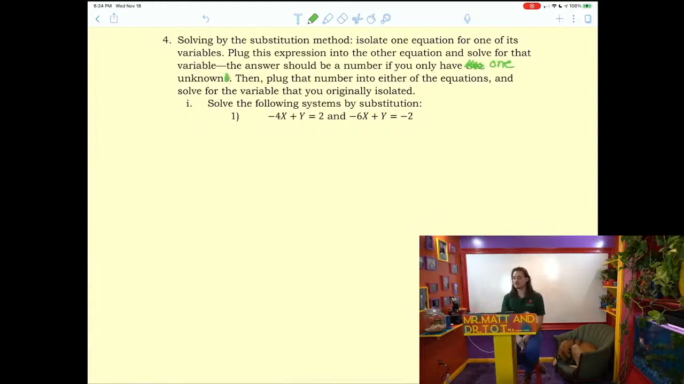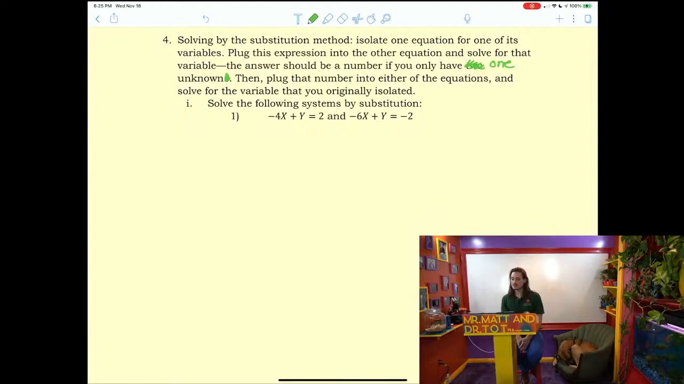So then you can plug that number directly into either of the equations and you can solve for the variable that you originally isolated for. So it's really just isolating one for an expression, plugging into the other one, getting a number, plugging that number back into the original equation and getting the other number, because there's going to be two components to the solution because there's two variables.